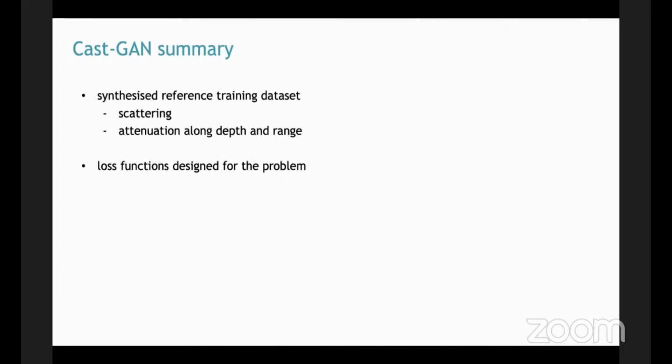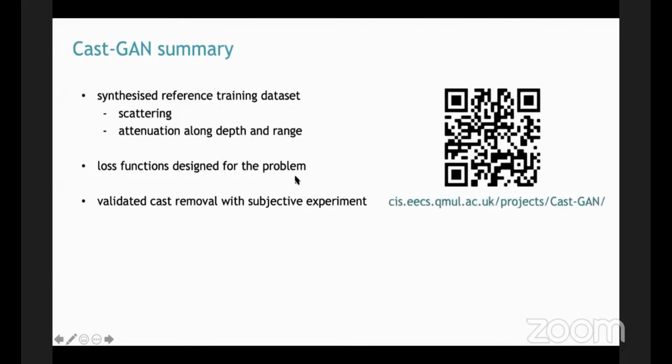So just to summarize the work, in Cast-GAN, we have synthesized reference training datasets that include both scattering and the attenuation along the depth and the range, and we have designed loss functions that are specific for the problem. And then we validate the color cast removal with a subjective experiment. All the results, we have put in an interactive website. So you can actually go to this website and see what Cast-GAN can do. This would wrap up my work.